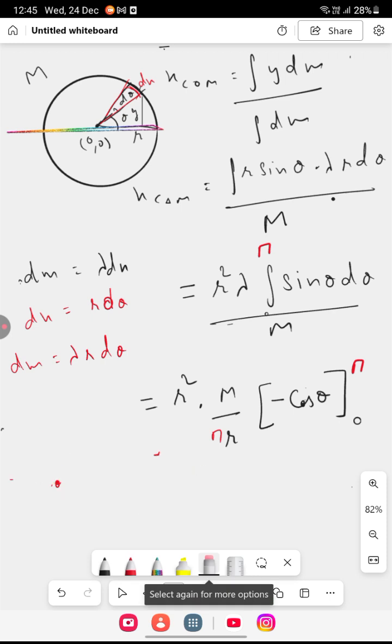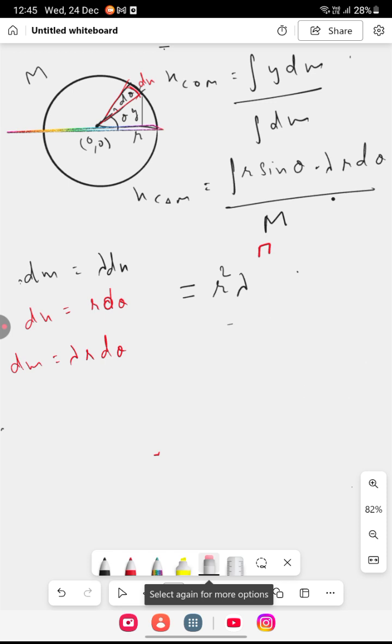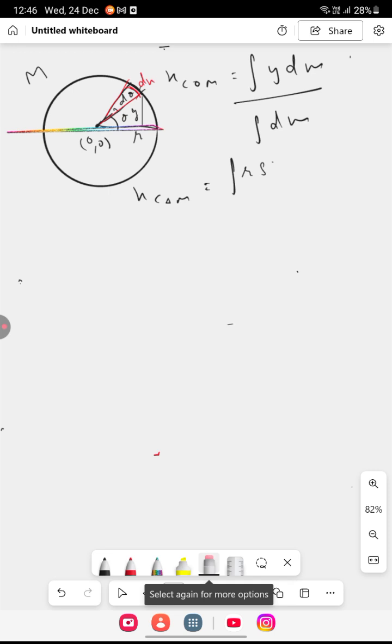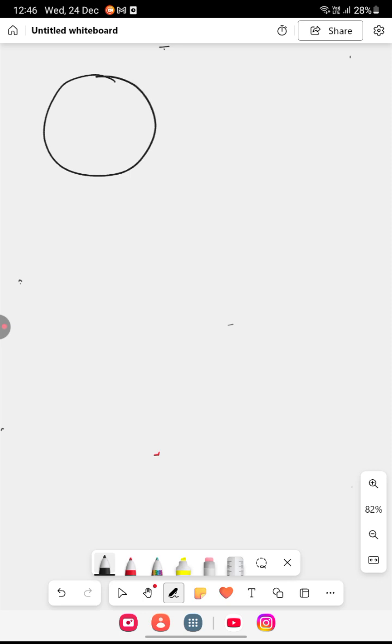Think where the center of mass for a disk will be. The center of mass for a ring is at the center. The center of mass for a half ring is at a distance of 2r by pi from the origin. Then where will the center of mass be for a disk? Think about it. We have this disk, and this is our center.